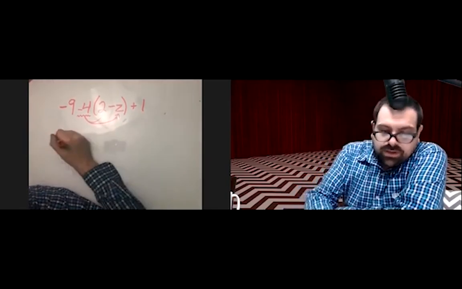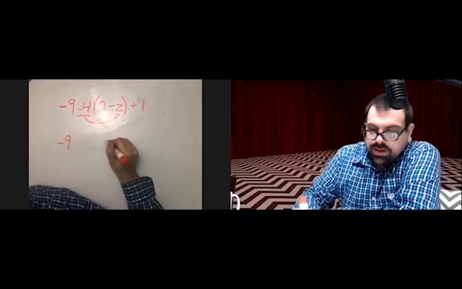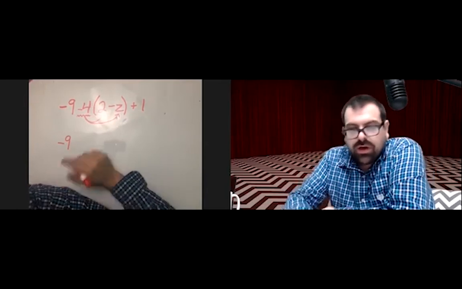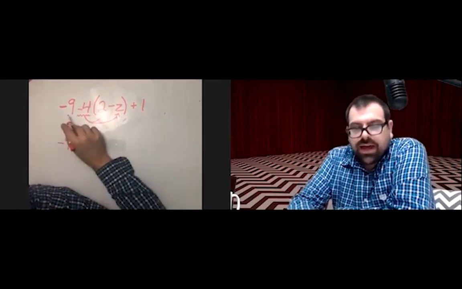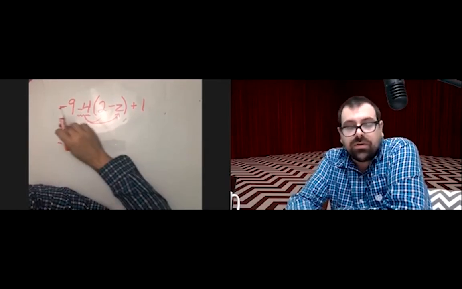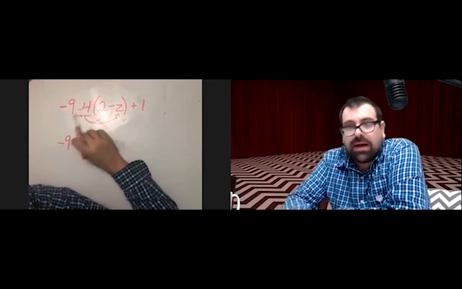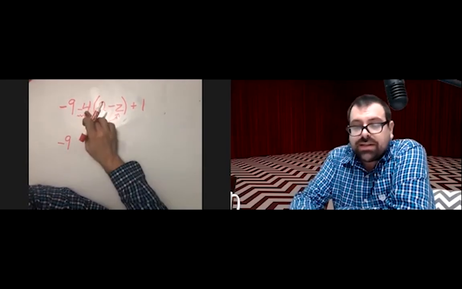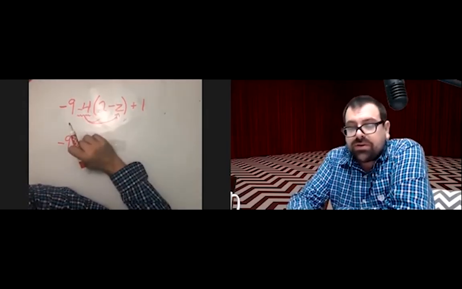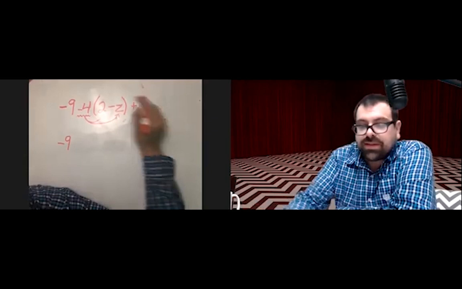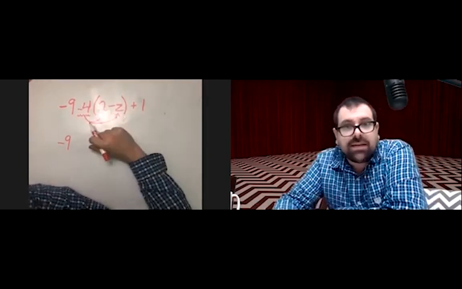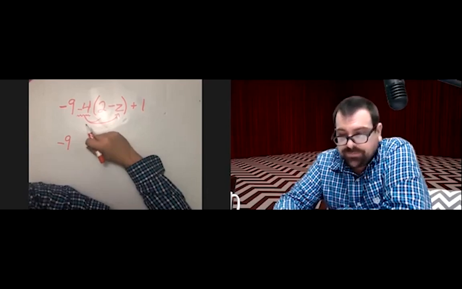Everything else carries down. The negative 9 is not involved. You will not do negative 9 minus 4 first. Under no circumstances. That is an automatic 0 points. It is wrong. Order of operations says multiplying comes first. That means clearing these parentheses by multiplying negative 4 times 2 minus z comes first.